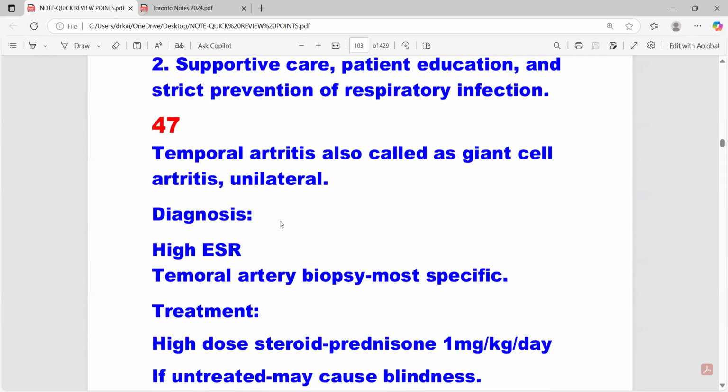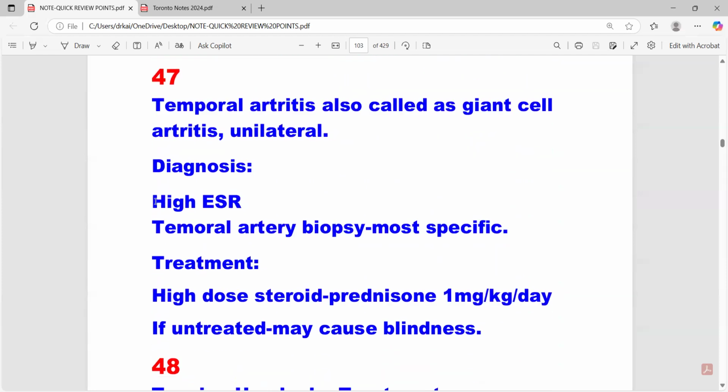Then comes the most important topic, temporal arteritis, because it can lead toward blindness. It's also known as giant cell arteritis, and it's unilateral. In this one, the diagnosis is high ESR and temporal artery biopsy, which is the gold standard and most specific, but in most cases you might miss the diagnosis based on the biopsy. So just keep in mind that biopsy is the gold standard. So what's the treatment? Same, we discussed high dose steroid, not a tapering steroid, just high dose steroid.